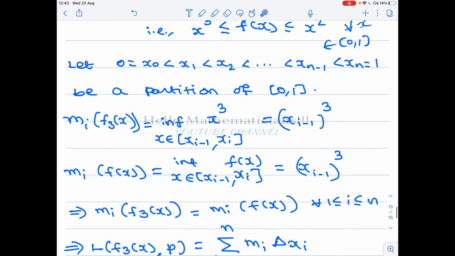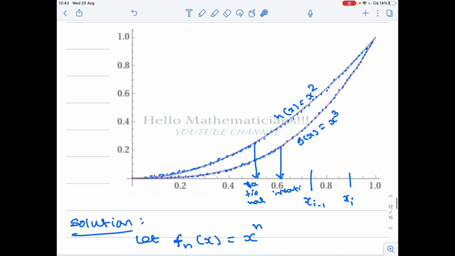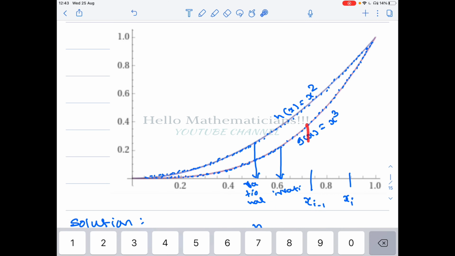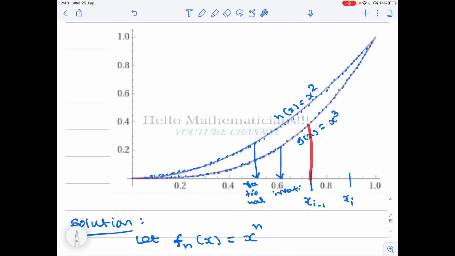Okay, similarly we calculate the small mi of our given function f of x. If you look at the graph of f of x, it is a lot of dots. Say this is my xi minus 1, this is xi. In this part there will be a lot of dots in the graph of f of x. Note that the minimum will occur again at the left end point xi minus 1.